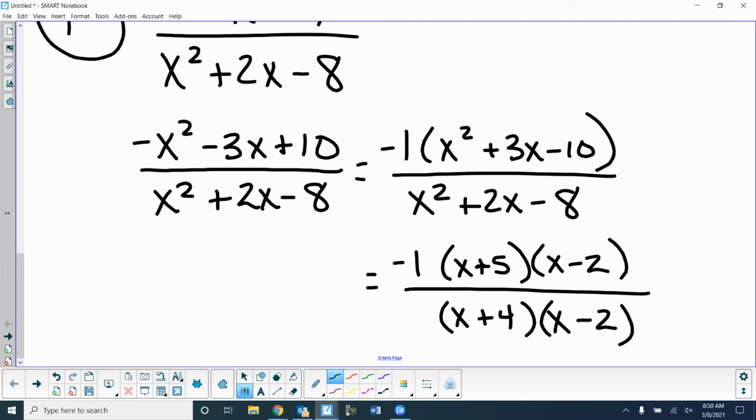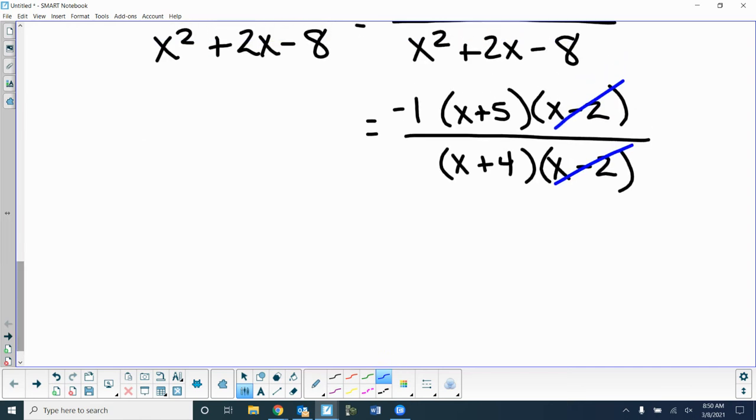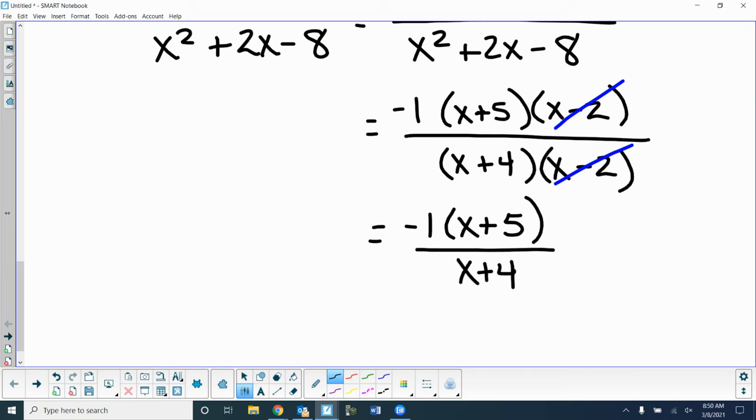Do you see any factors that you can cancel? Yeah, the x minus 2, right? All right, so our answer then is negative 1 times x plus 5 over x plus 4. And x is not allowed to equal what, Andrew?